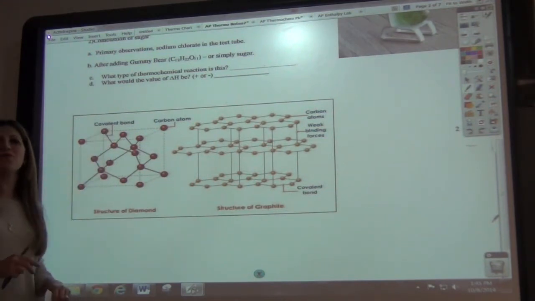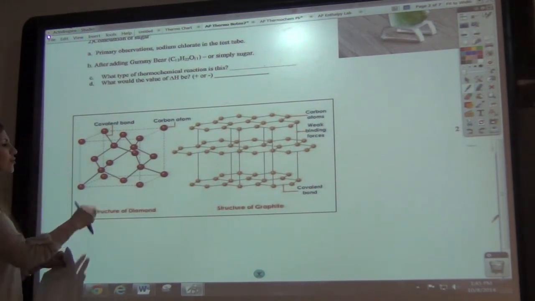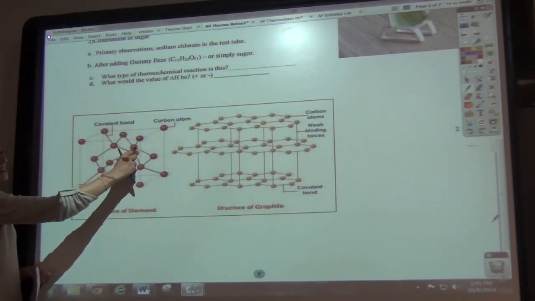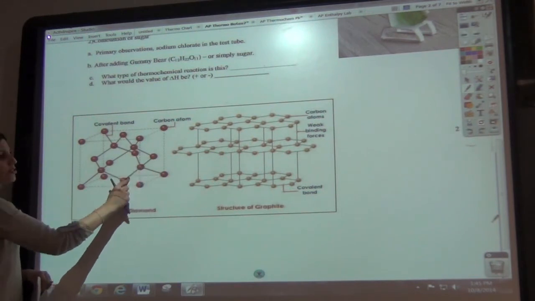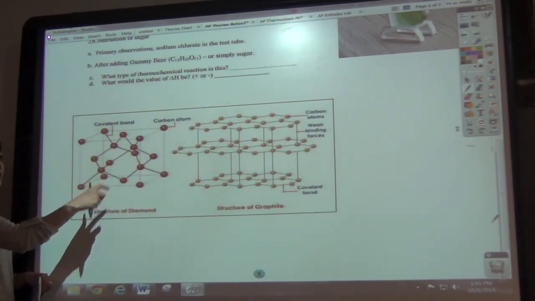What does covalent bond mean? They're sharing what? Electrons. Awesome. So they're sharing their outer electrons, and that's a bond that ends up existing between all of these, okay? So each one has 1, 2, 3, 4 other carbons that it's attached to, that it's connected to.